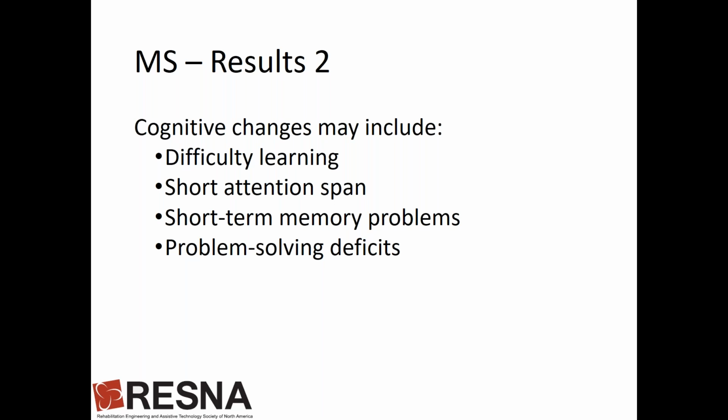I mentioned earlier the cognitive changes. So you typically see someone with multiple sclerosis has difficulty learning, short attention span, short-term memory problems, and you do see some problem-solving deficits. Because it progresses very slowly over time, you see a lot of masking of these areas, and sometimes they get interpreted as behavior. So you just need to be aware that multiple sclerosis has that cognitive piece.